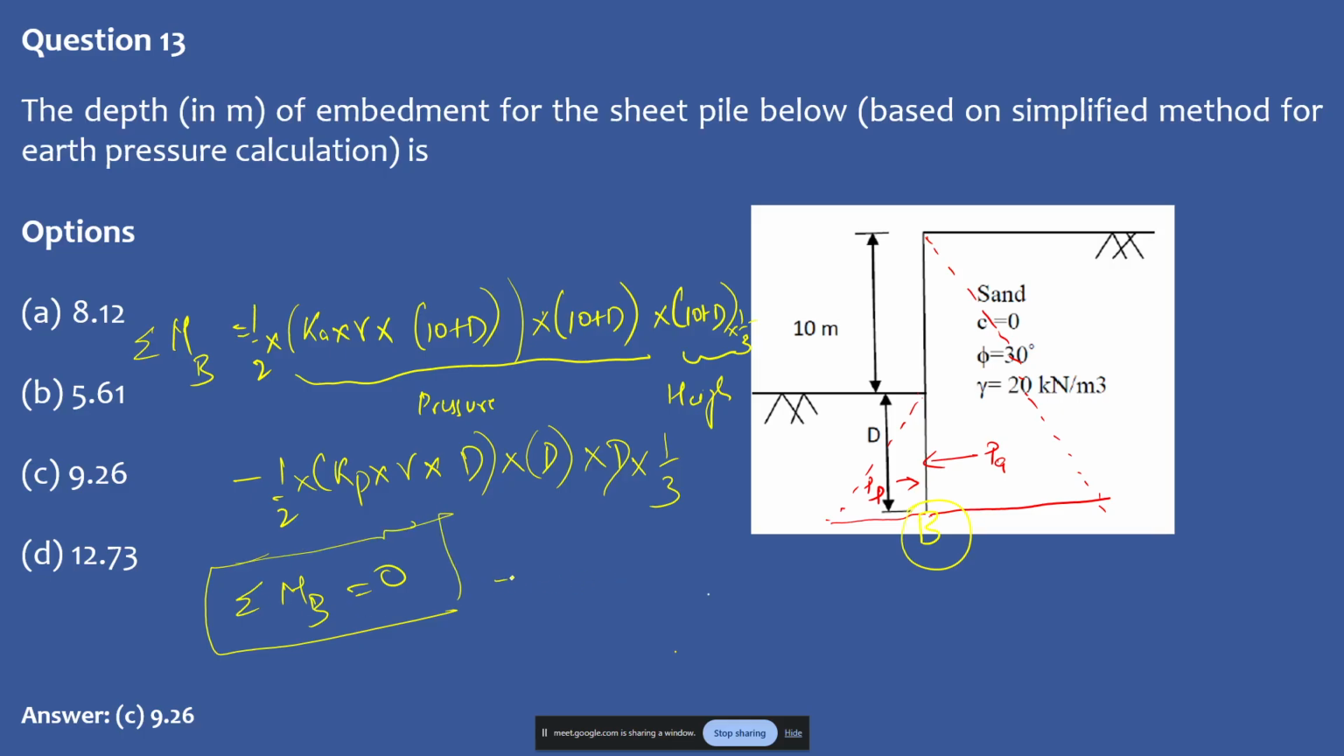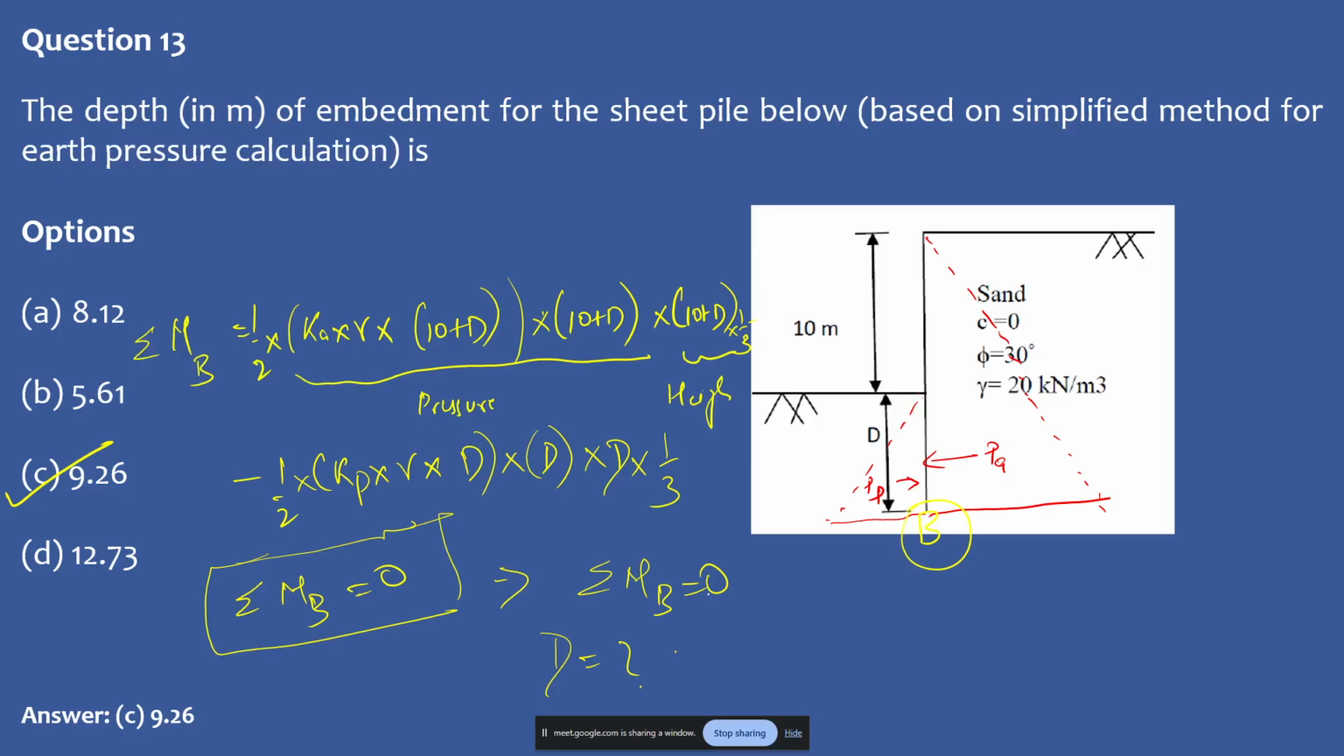So once you have sigma M_B as 0, then this will be some cubic equation, and you can solve this and get whatever the value of d is. You can either perform this task on your calculators, or as ARV has suggested, you can directly put value by value and get the answer. Like you can put LHS equal to RHS for the different values of d. So the answer which we are getting is option C, 9.26 meter.